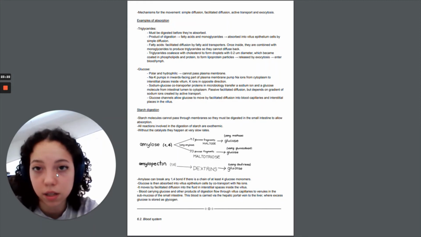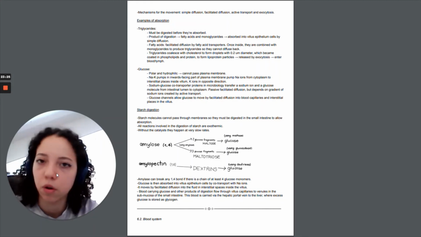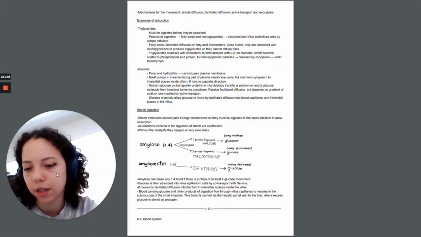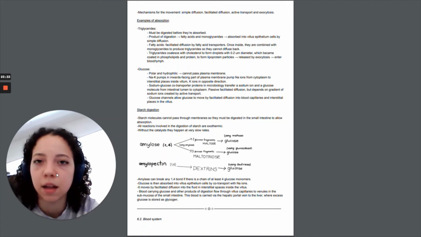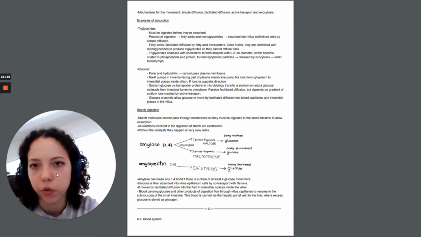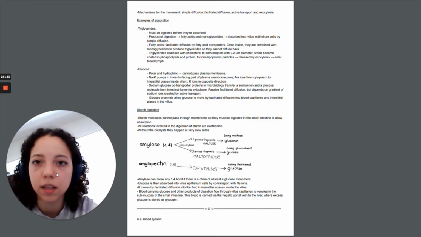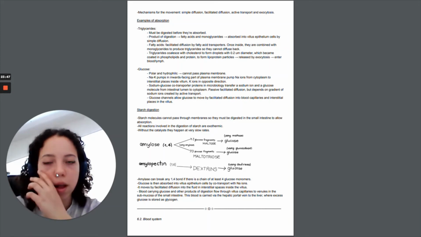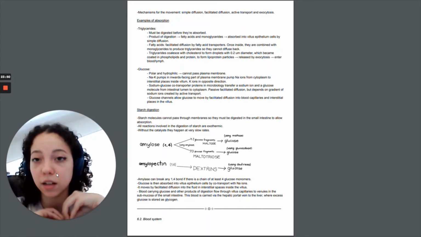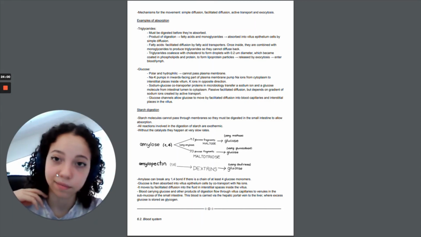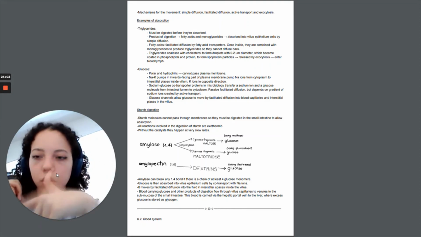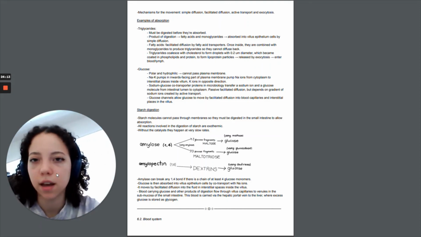For example, triglycerides. They must be digested before they're absorbed. Of course, because the triglycerides could be too big of a molecule to pass through a plasma membrane. So the fatty acids and monoglycerides are the product of the digestion. The monoglycerides can be absorbed through simple diffusion. However, the fatty acids need facilitated diffusion by fatty acid transporters. And once they enter the plasma membrane, they combine again to form the same triglyceride, because through this method they cannot diffuse back, because if not, the monoglycerides could just go in and out.